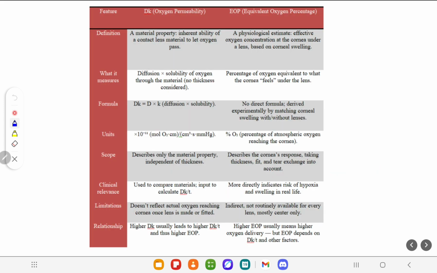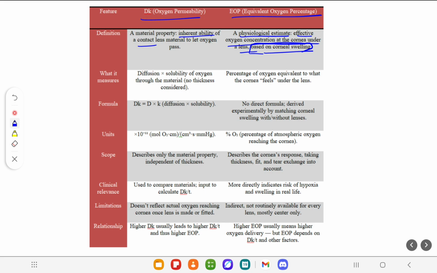So let's discuss this slide. I think this is the last slide: the difference between Dk and EOP. The definition of Dk is an intrinsic property of the material, but the definition of EOP is a physiological estimation, the effective oxygen concentration at the cornea under the lens based on corneal swelling. Why is EOP derived based on corneal swelling? Based on examination, historically, to examine what equivalent percentage will create what kind of swelling. That was the history. But now we use it in many other things.